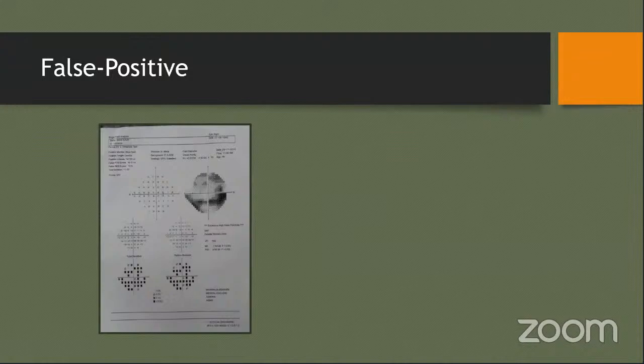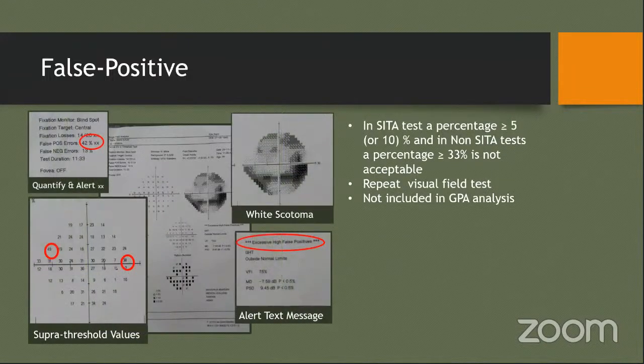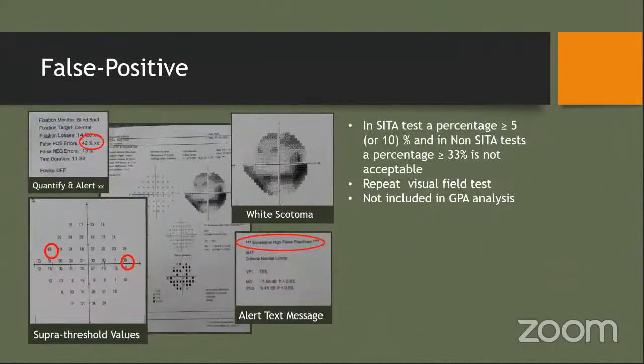The false positive rate is displayed in the visual field printout in many ways: it comes with a text message and an alert, or we can see supra-threshold values in the sensitivity values, or a white scotoma in the gray scale. The question is how much we can accept, and that depends upon the strategy. In the non-SITA test, we can go up to 33% acceptance, but for SITA it is up to 10%, and it is better that we keep it at or below 5. Such fields with a very high false positive rate should be repeated.